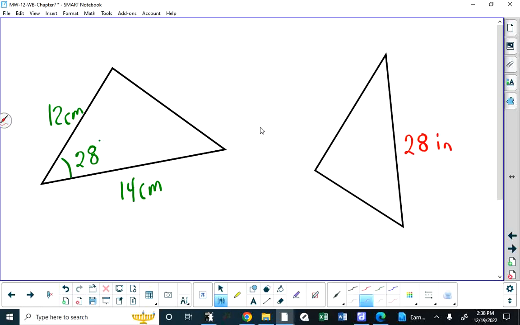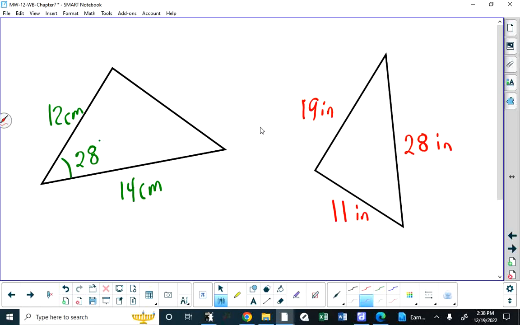The second triangle, I'm going to label some information as well. Oh, we'll go inches this time, doesn't really matter. 19 inches. And 11 inches.